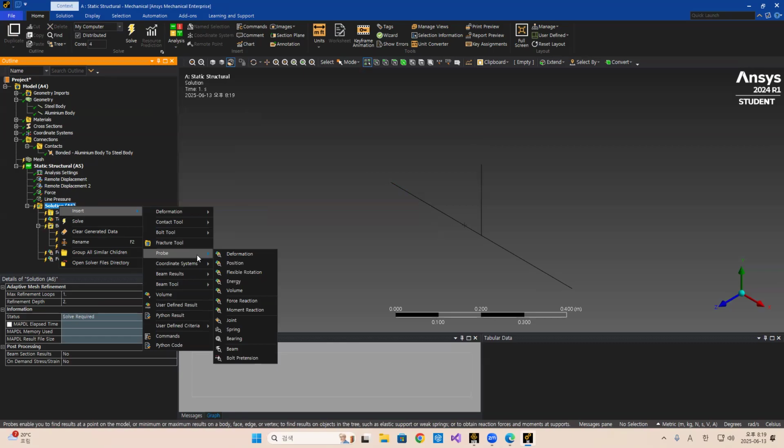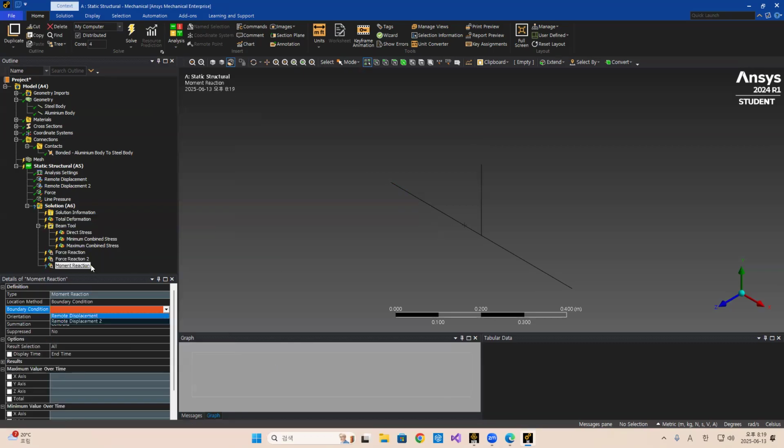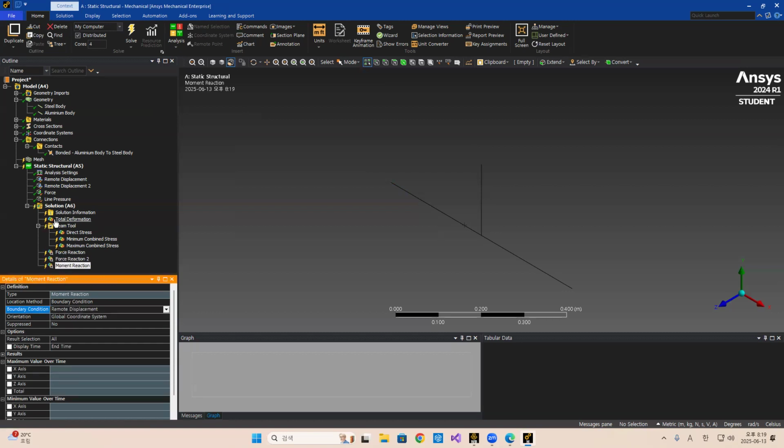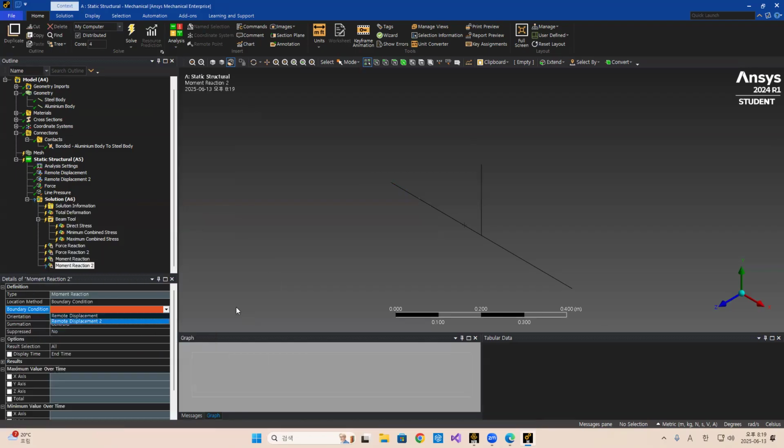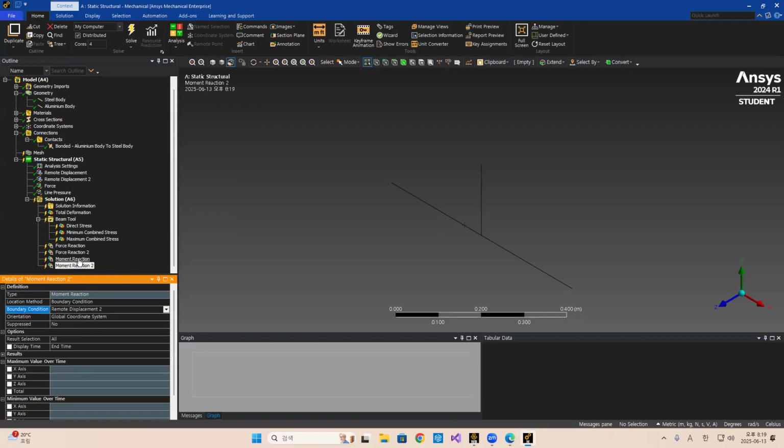For this problem, there is no moment reaction, because it's a remote displacement, not a fixed support. Probe, moment reaction. Those are the things I want to find: what is the reaction force here, what is the reaction force here, and the moment reaction. Moment means reaction moment, the rotational opposing effect.